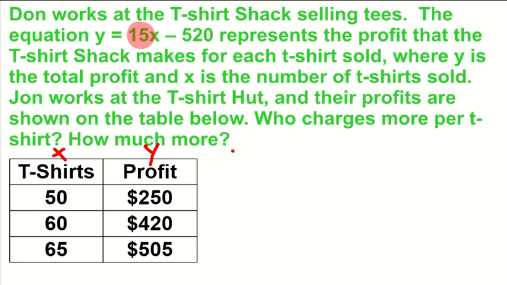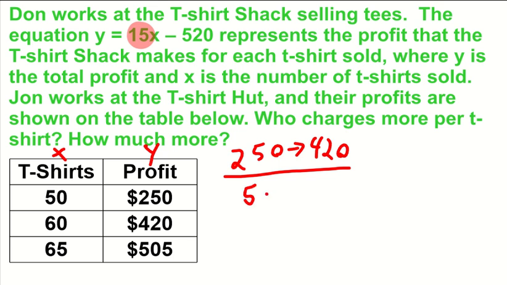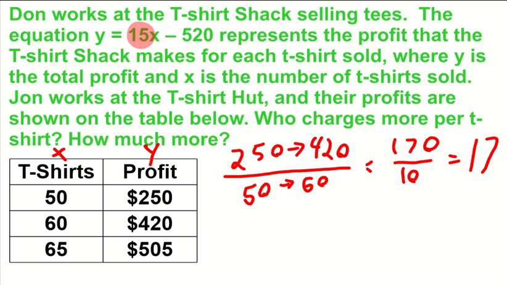So our change in y, we're going from 250 to 420. Change in x, we're going from 50 to 60. So our change in y from 250 to 420, that is 170. You can always subtract the second number minus the first number. From 50 to 60, that's 10. 170 divided by 10, 17.